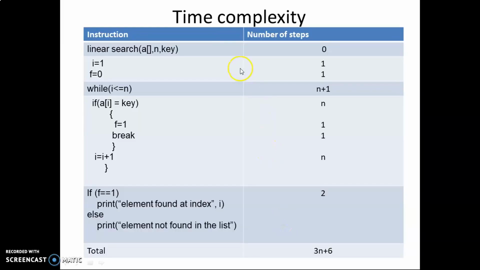Now we calculate the time complexity of the linear search. What do you mean by time complexity? Time complexity means the time taken to execute an algorithm. Strictly speaking, the time is to be calculated by executing an algorithm. That means through an experimental setup only, we can calculate the exact time.